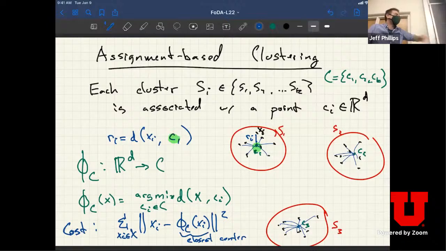There are versions of this that deal with things other than the sum of the squared errors. The k-median clustering is just the sum of the errors. The k-center clustering is finding the maximum of all these distances. And the book talks about some algorithms that deal with those versions as well. So these fall within assignment-based clustering, which is again a subset of all the types of clustering. And the goal is then to find the set of centers which minimize this.